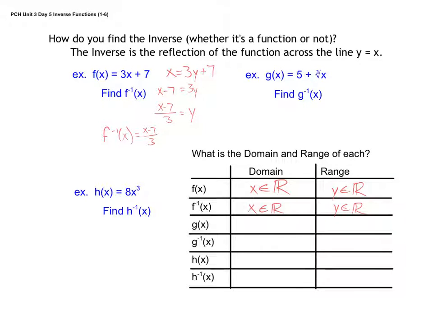All right, good. So let's look at G. For G, we have 5 plus the cube root of x. Real quickly here, the cube root, remember, wasn't one of the parent functions you have to have memorized, but remember it looks like this. So what's our domain? All real numbers. And what's the range? All real numbers.